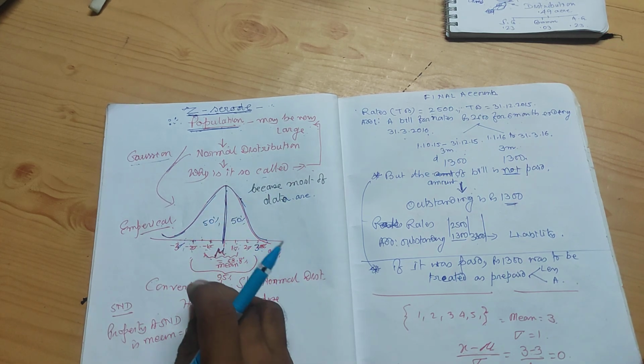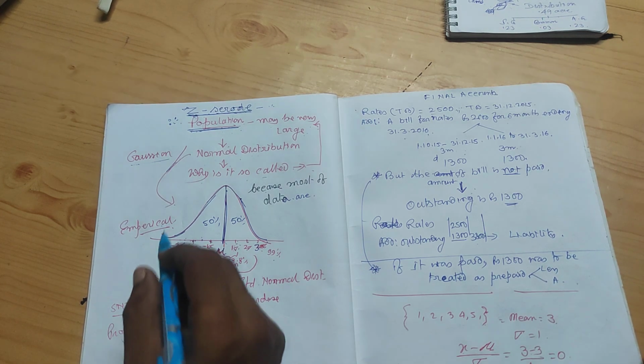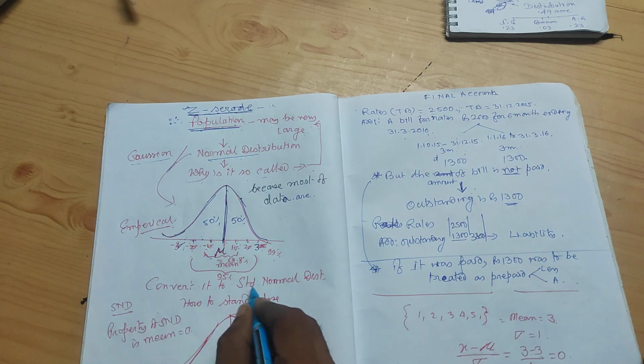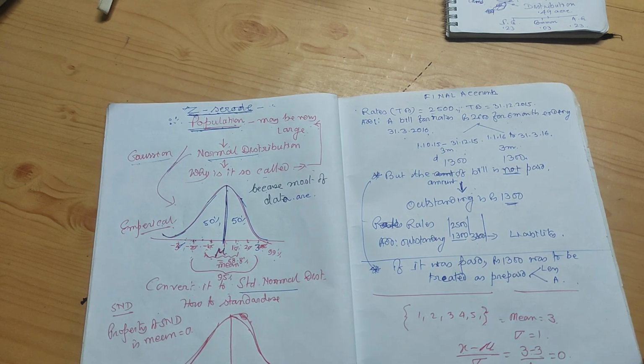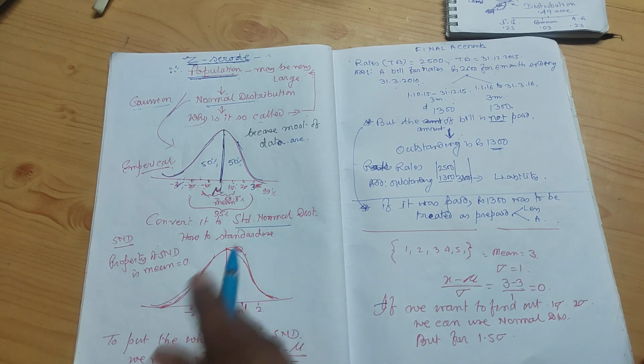Now, if the normal distribution has some types of difficulties, we should devise another method that is called standard normal distribution. So from normal distribution, you have to convert it to standard normal distribution.